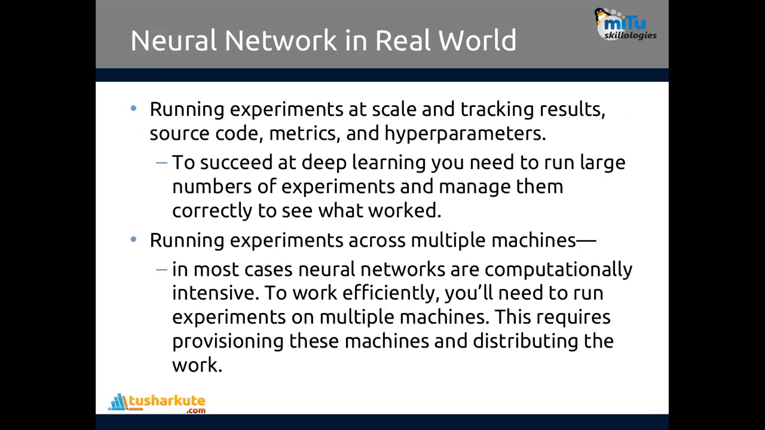Running experiments at scale and tracking results, source code, metrics, and hyperparameters, all of this is required to be considered here. To succeed at deep learning, you need to run a large number of experiments and manage them correctly to see what worked. See, hyperparameter tuning, the first approach is trial and error. Many times you think that every time you have to work scientifically, but actually when deployment is done, many times you have to work with the trial and error method.